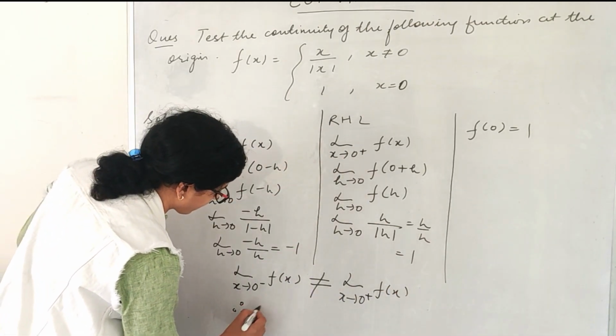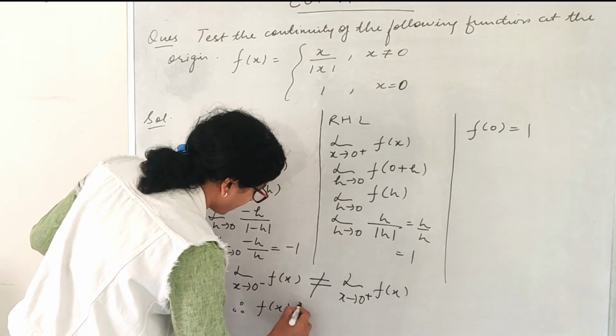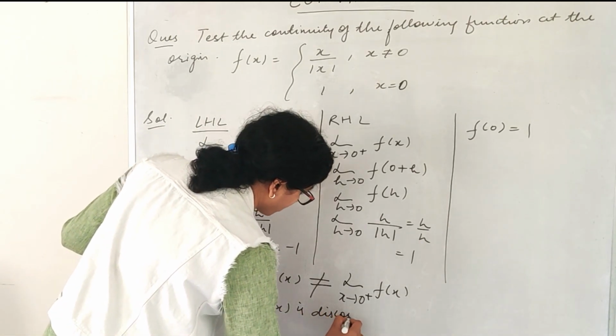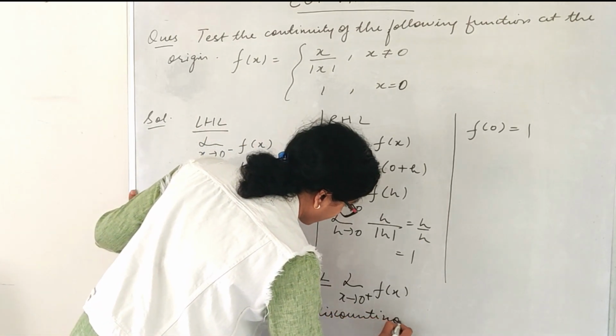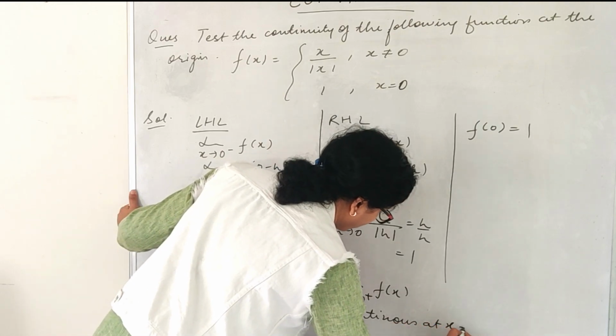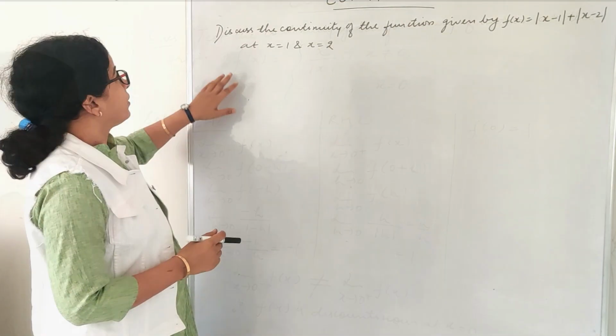Hence f(x) is discontinuous at x is equal to 0. So now let us take this question.